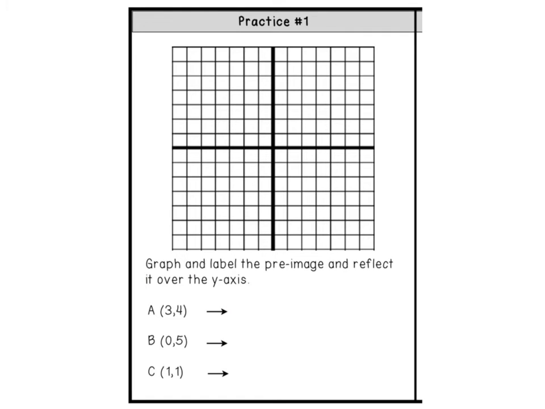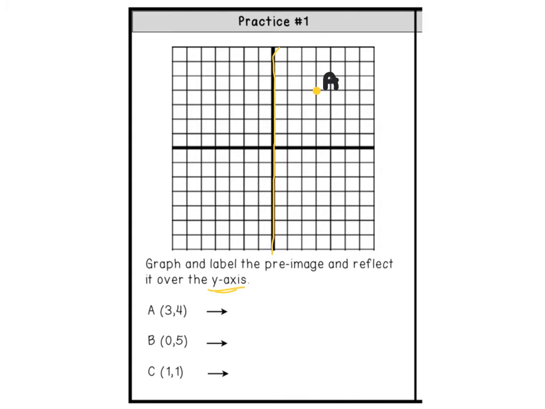Okay, let's practice. So we're going to graph and label the pre-image and then reflect it. For our first one, we're reflecting it over the y-axis. Reflected over the y-axis. So I like to mark that just so I remember if I'm going over the x or the y. Okay, let's graph first. So 3, 4, forward 3, up 4. It's going to be right there, and we're going to mark it A, just regular A.